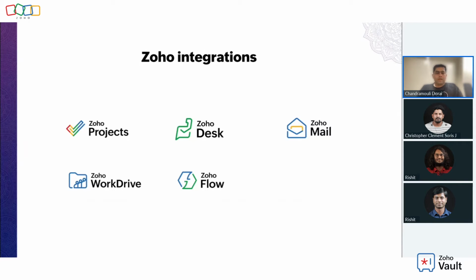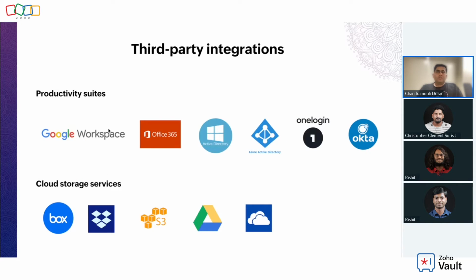Zoho Vault doesn't just work with the Zoho ecosystem. We also work tightly with other vendors. Zoho Vault can be integrated with Google Workspace, Office 365, and corporate identity stores like Microsoft Active Directory, Azure Active Directory, OneLogin, and Okta. Meaning, if you have Google Workspace or Office 365, rather than inviting users via email, you can quickly import the users or user groups into Zoho Vault, and you can get started faster.